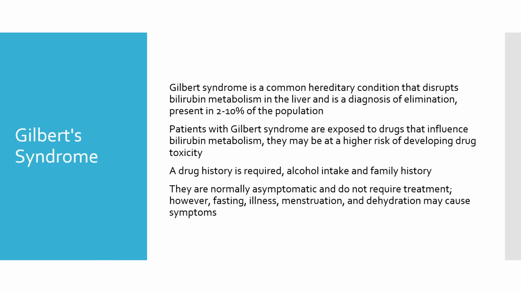Also Gilbert syndrome. Now that is a hereditary condition, so it disrupts bilirubin metabolism. It's an autosomal recessive syndrome which causes mild to moderate unconjugated hyperbilirubinemia. So that means the individual person inherits 2 copies of a mutated gene from each parent. It can be 2 to 10% in some literature, but roughly around about 5% of the population.